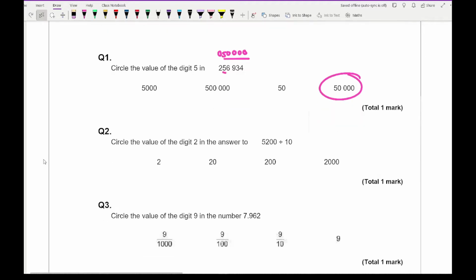With question 2, it says circle the value of the digit 2 in this answer. So here, when I actually work it out, I get 520. And then if I convert every other number that's not the 2 into a 0, that then becomes 20.